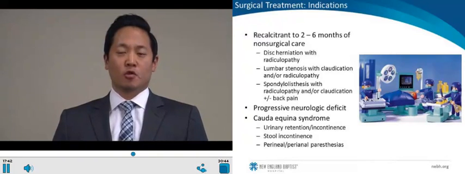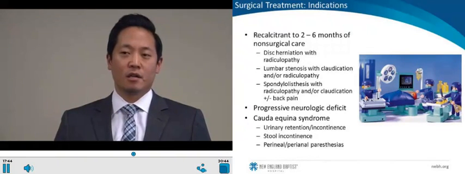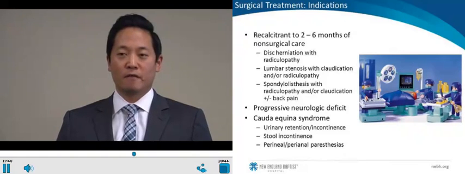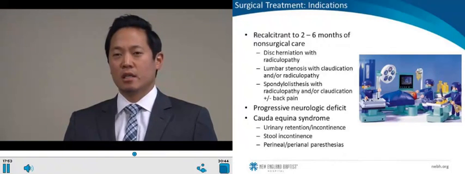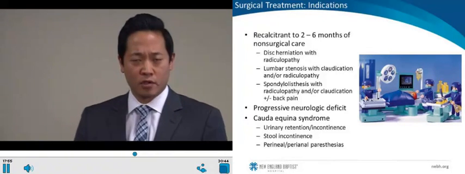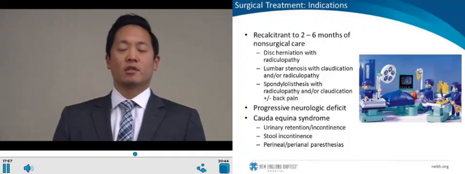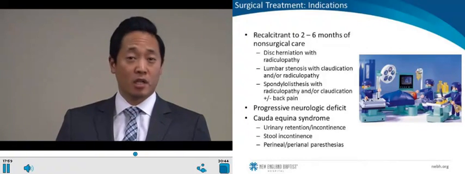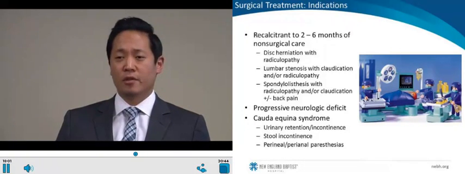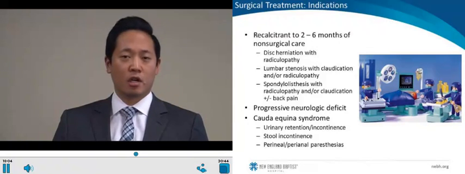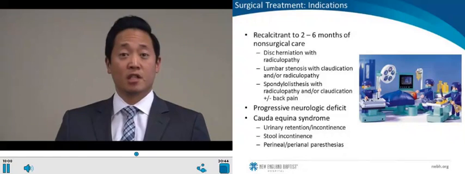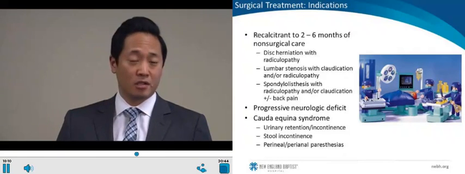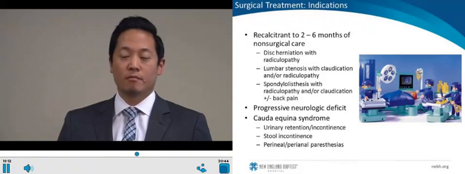In terms of surgical treatment, the primary indications are patients who are recalcitrant to conservative management for 2 to 6 months, depending on what the pathology is and what the symptoms are. Perhaps the best indications for surgical treatment in the adult degenerative population are patients with disc herniation with corresponding radiculopathy, lumbar stenosis with claudication and or radiculopathy, and spondylolisthesis with radiculopathy and or claudication, plus or minus back pain.